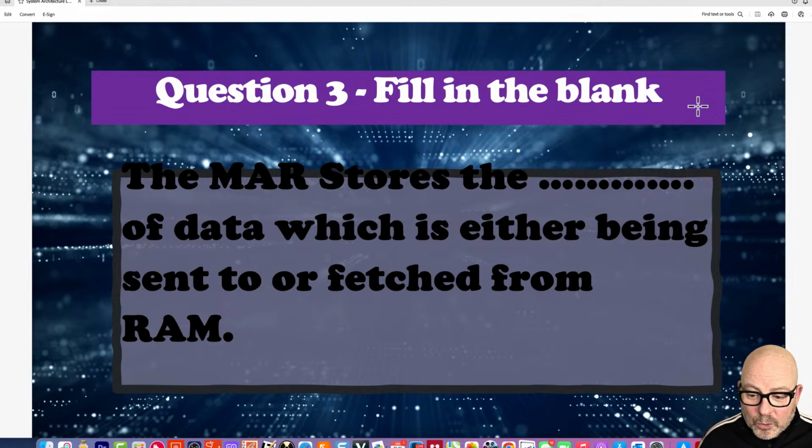The MAR stores the of data which is either being sent to or fetched from memory. What is it? Somebody type in. It's a missing word. It's a fill in the blank question.